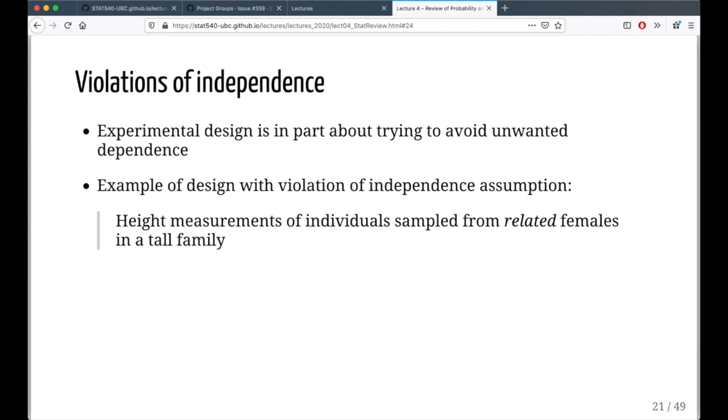An example of a design that does not satisfy this independence assumption would be if we wanted to measure heights of individuals and we sampled them all from families that were related in some way, and families that are also tall. If we're trying to generalize that to a population as a whole, outside of those sampled tall related families, this would violate the independence assumption, since we know that the samples are individuals that are related, and so they're not independent of one another. This violates the assumption of IID.